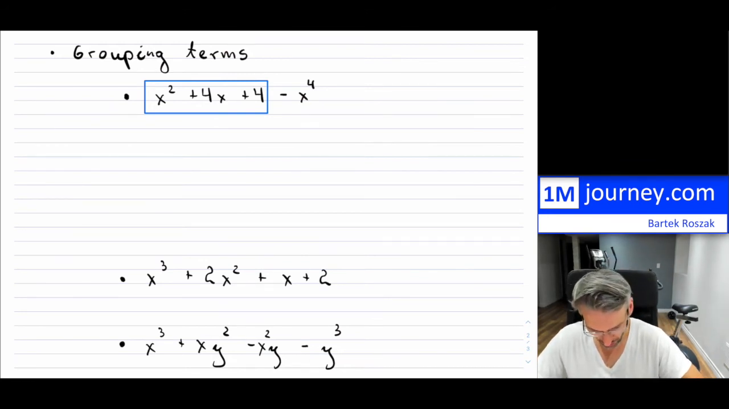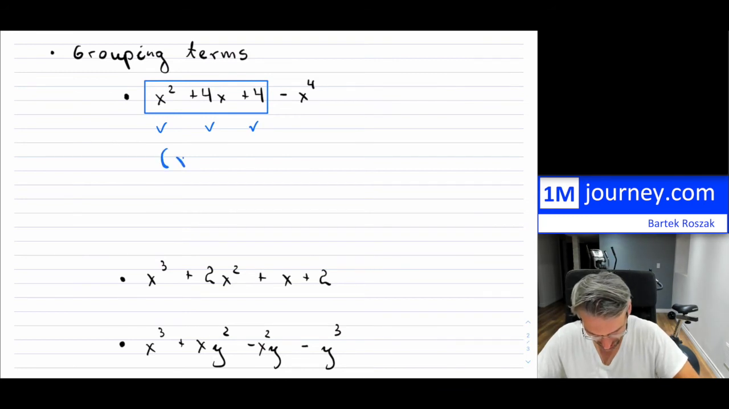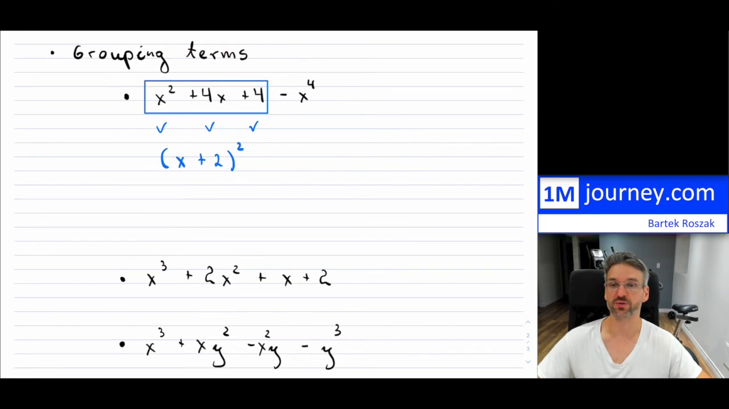I do notice x squared plus 4x plus 4. So I can play the game of perfect squares here. This is actually a perfect square. So I grouped those 3 terms together so that I can factor it out to a nice (x plus 2) squared.